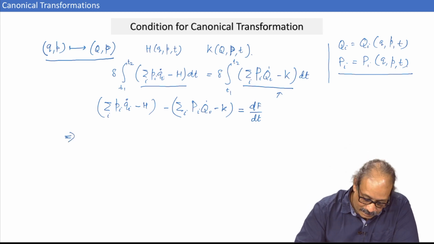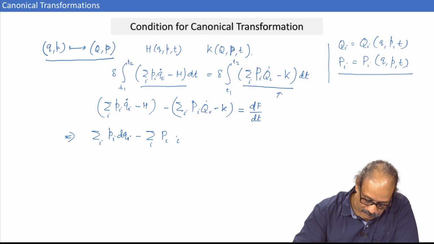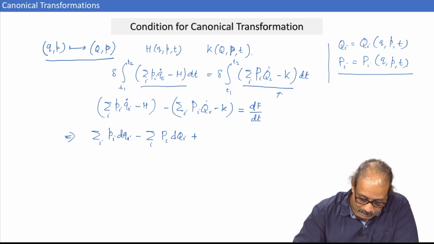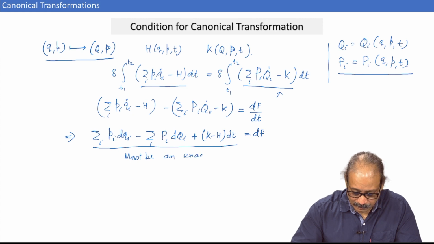So, what does this say in that case? If I take dt to the other side, then sum over I p I dq I minus sum over I capital P I dQ I plus K minus H dt must be equal to dF. So, all that is there on the left hand side must be an exact differential.